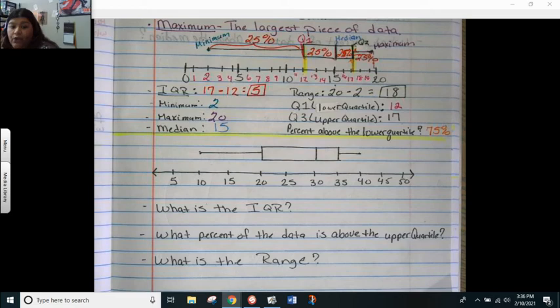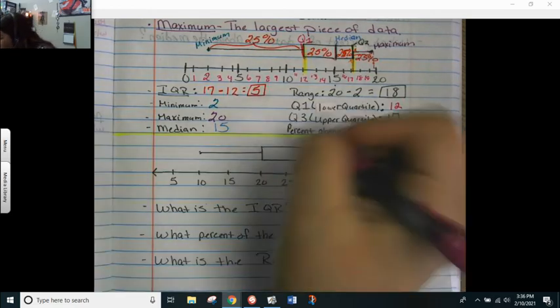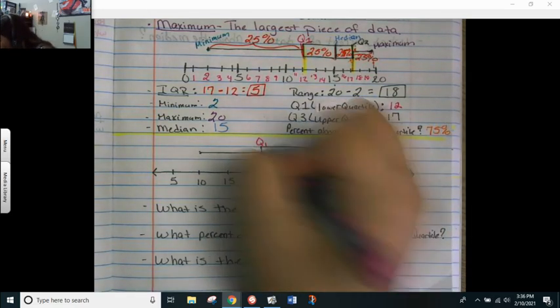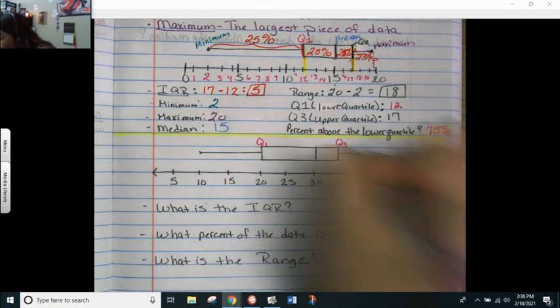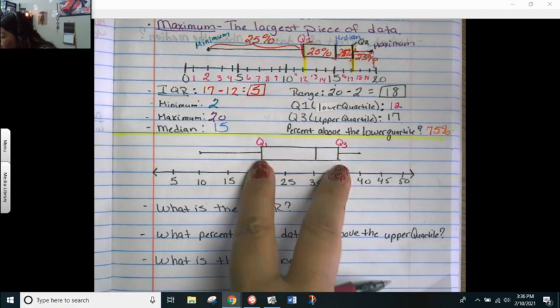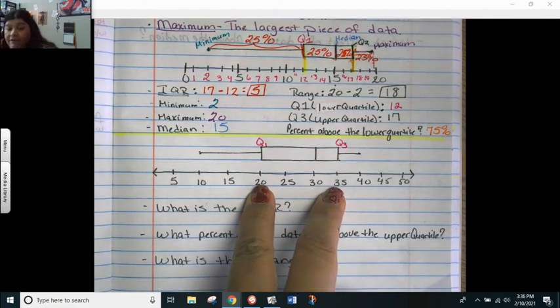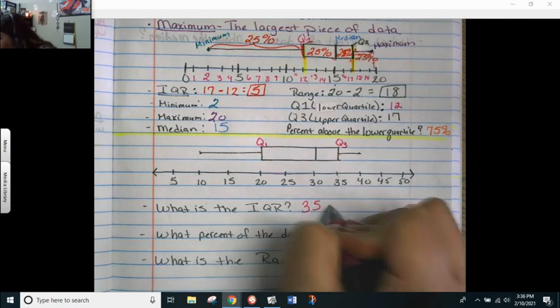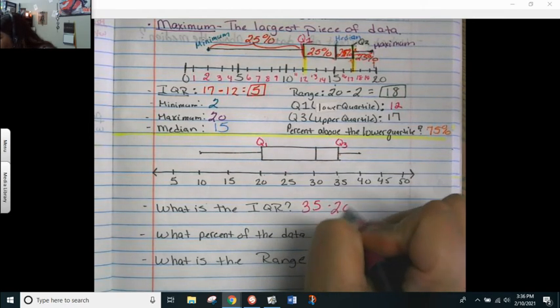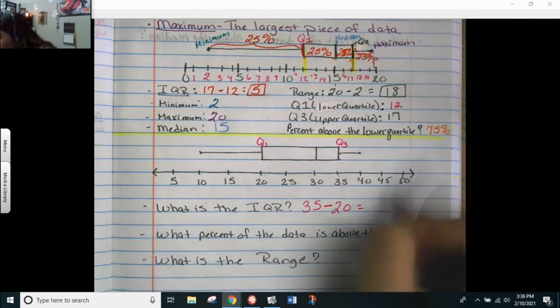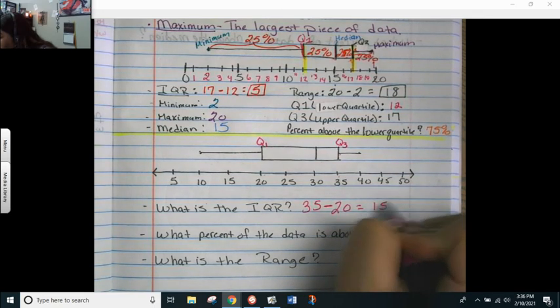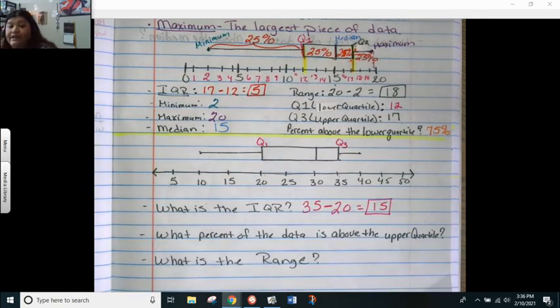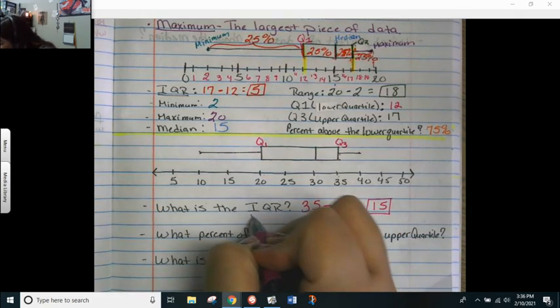What is the IQR? Remember the quartiles. This is quartile 1. This is quartile 3. Okay, so I'm going to take those, the boxes, and I'm going to find the range of the boxes. Okay, so Q3 is 35. Q1 is 20. So 35 minus 20 is 15. So the IQR is 15. Okay, so remember this one is the boxes.